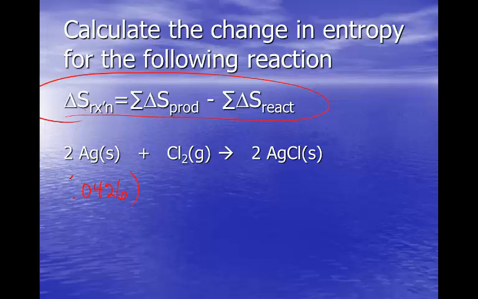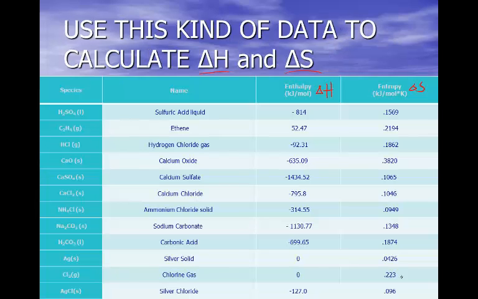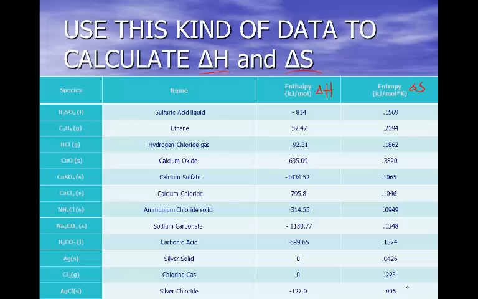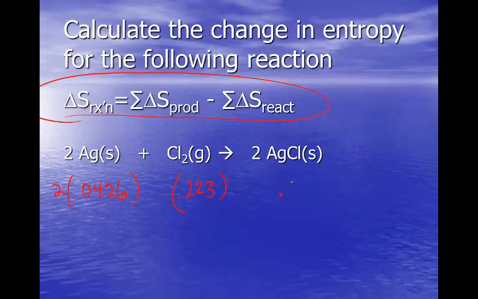0.0426. But then we have to multiply that by 2. Okay, let's look at chlorine, Cl2, 0.223. And then solid silver chloride is 0.096. But again, we have to multiply by the moles.